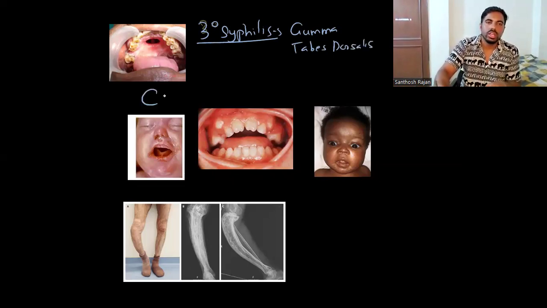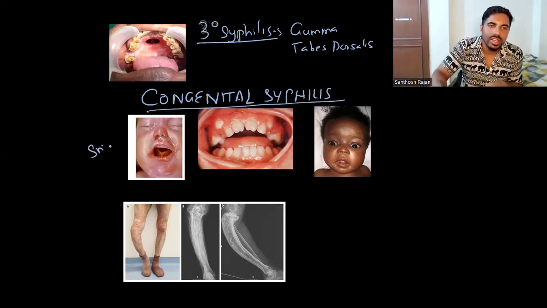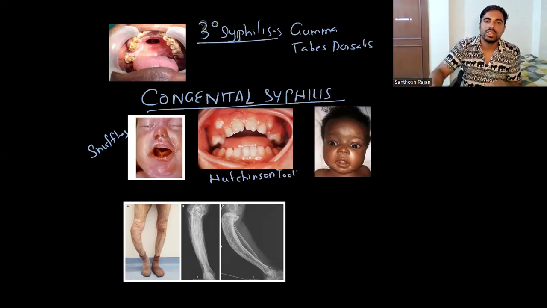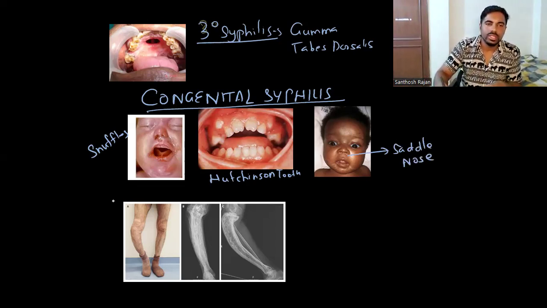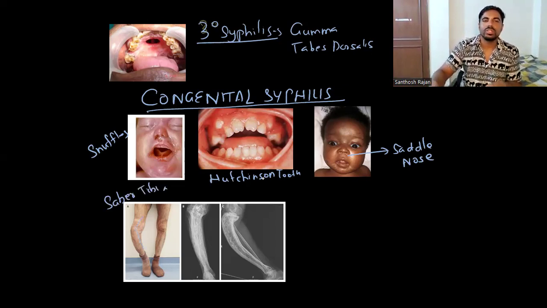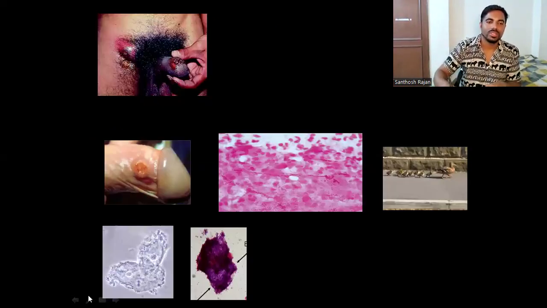Next is congenital syphilis. In congenital syphilis, you see snuffles. The picture can come like this, or this is Hutchinson's teeth, the incisors, and here saddle nose. And then this is saber tibia, like a broken blade. So these all are characteristic features of congenital syphilis. That's it, this is all you need to say. Okay, now look at this picture.